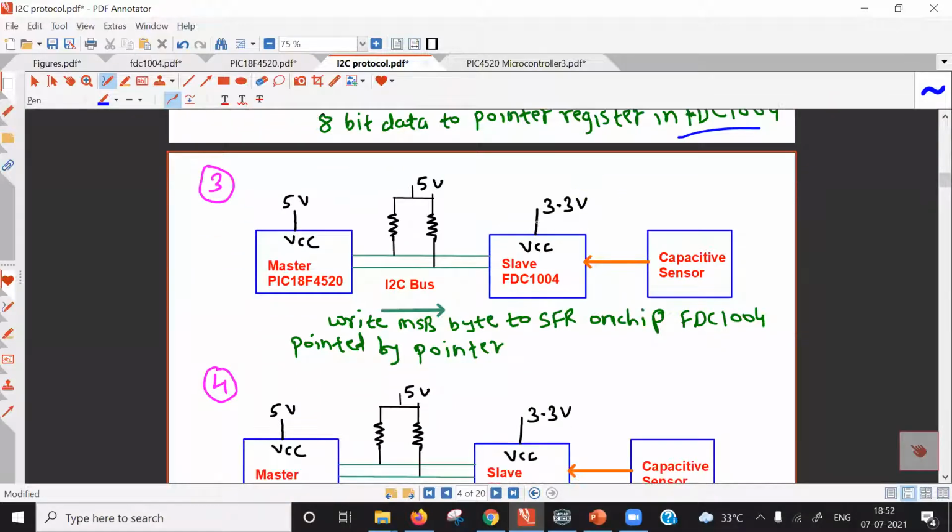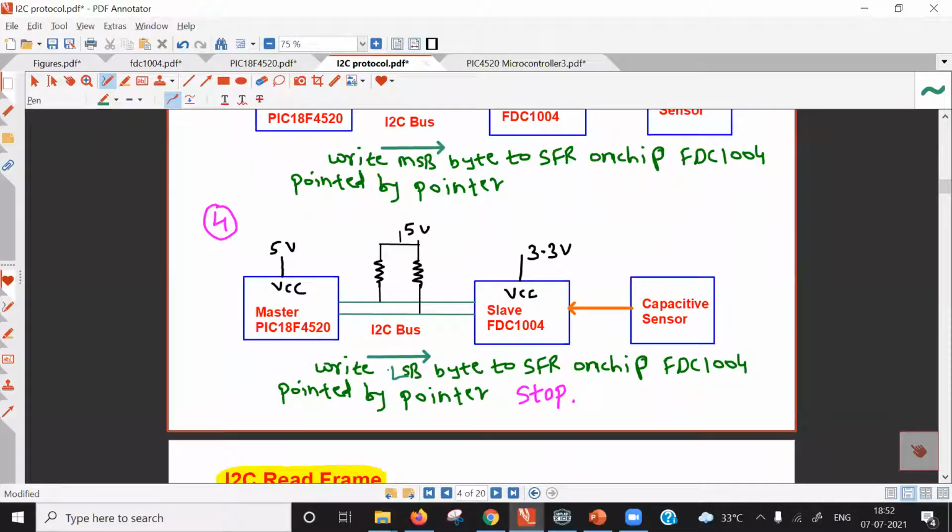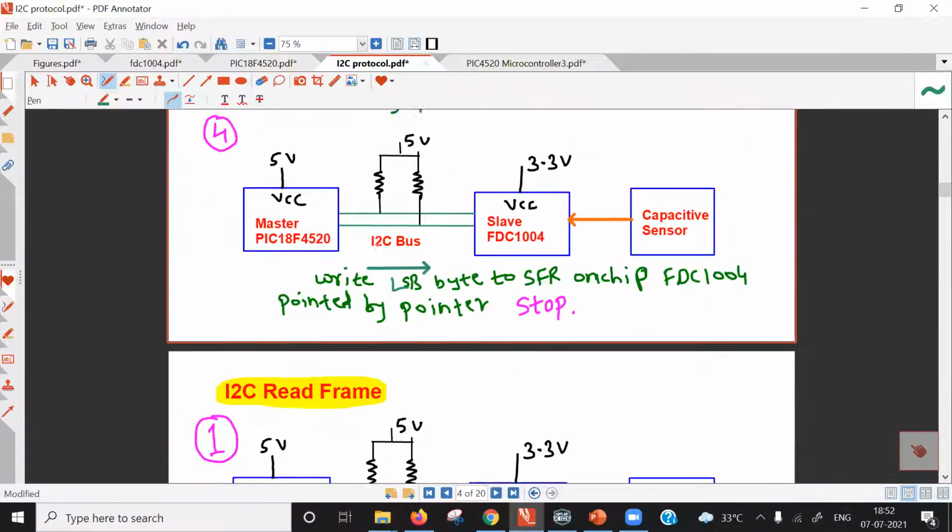So if you continue with another 2 bytes, then write the MSB byte to the SFR. SFR means special function register on chip FDC 1004, pointed to by the pointer register. And after that, you are supposed to transmit the remaining LSB byte. There is a writing mistake here. It is LSB byte. So after transmitting the MSB byte, write the LSB byte to the SFR on chip FDC 1004, pointed to by the pointer, and then initiate the stop condition. After transmitting the LSB byte, initiate the stop condition.